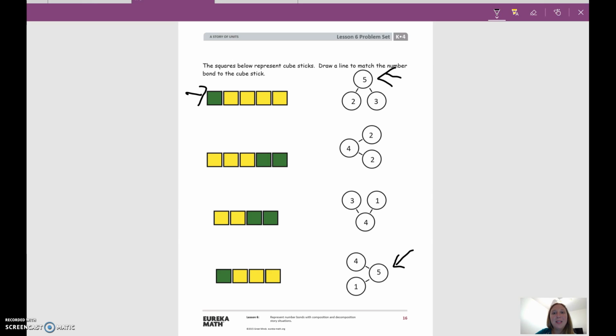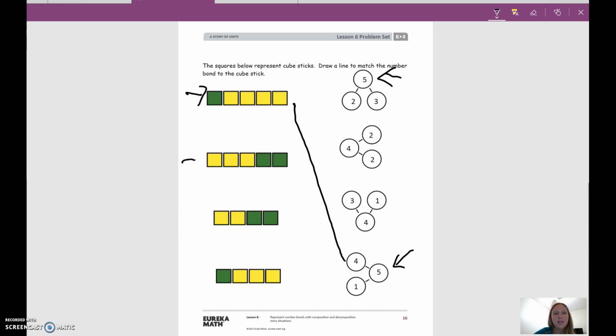Now I have to find one that matches the two parts. Well, there's 1 green and 4 yellow. So I need to have 1 part green, the green part to have 1, and 1 part to have 4. So 5 equals 2 and 3. No, that's not going to match. 4 and 1 make 5. Hey, that matches because it's just like the yellow and the green in this cube stick. I'm going to put those two together.